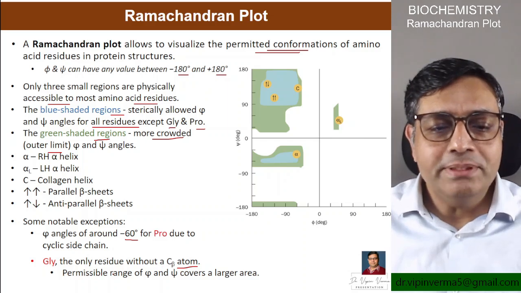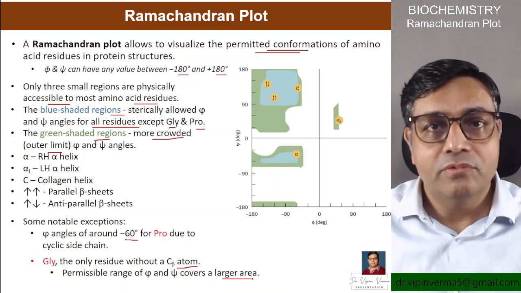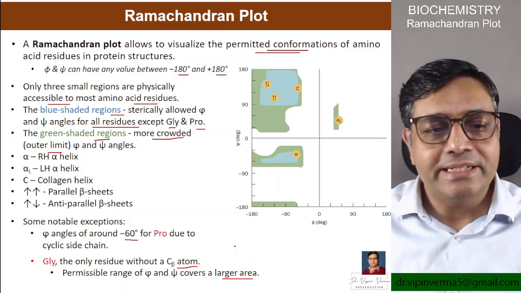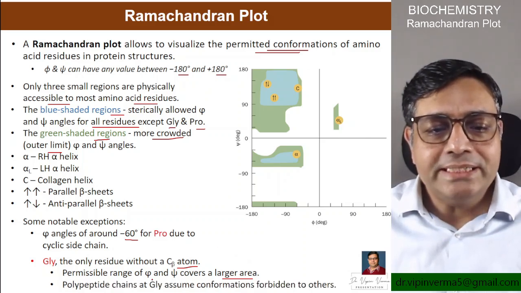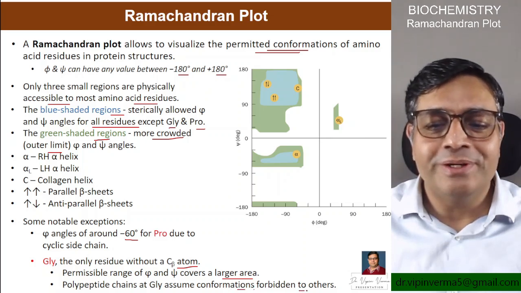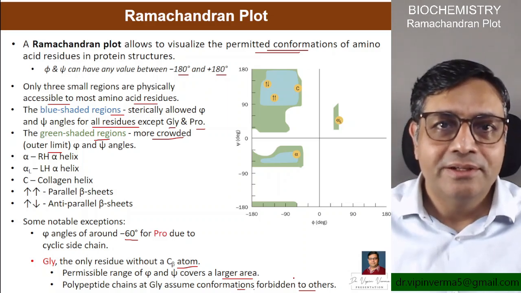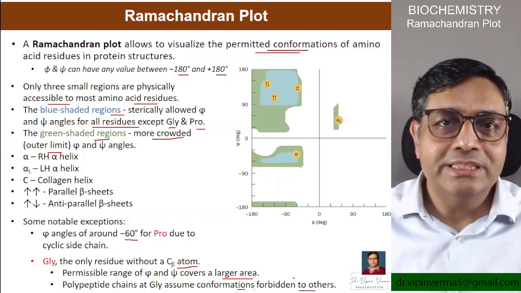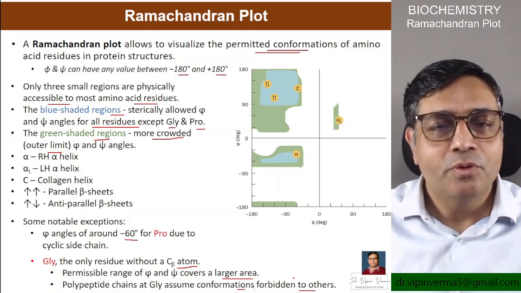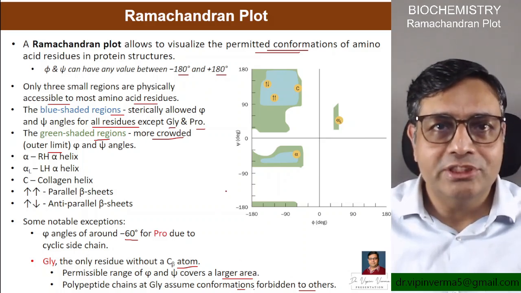And the permissible range of phi and psi covers a larger area because it is the simplest, and it gives flexibility. So polypeptide chains at glycine assume conformations which are forbidden to others. So that plays a very smart role in the protein structure. What other amino acids cannot do, this small amino acid can do, and therefore it is very, very useful. Okay, I hope I have made this clear to you about the Ramachandran plot.